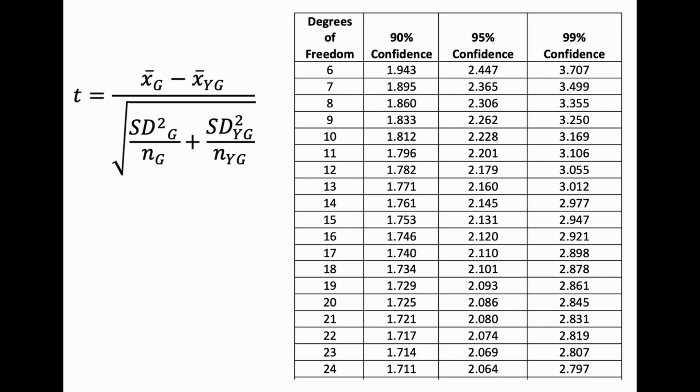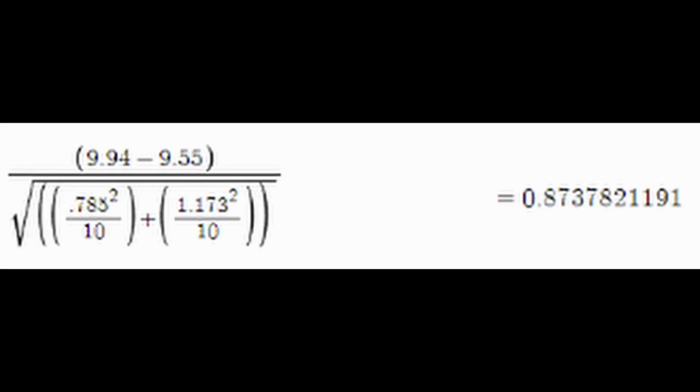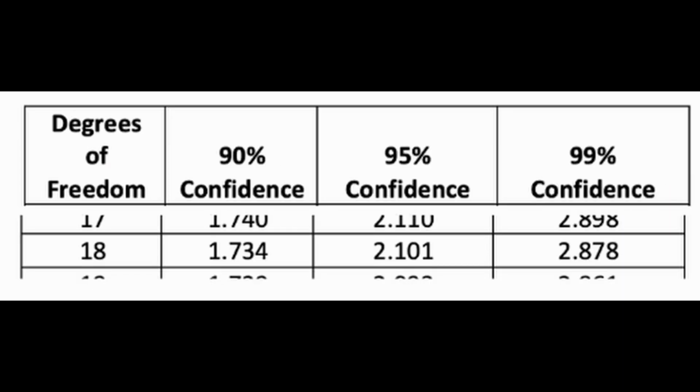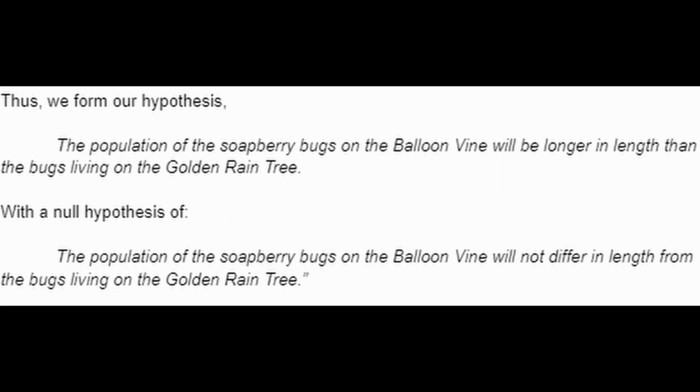Using this formula and 18 degrees of freedom to account for two samples of 10, we get a t-value of approximately 0.874. This t-value is not big enough, showing that there is not sufficient evidence against the null hypothesis. In other words, the dataset does not provide conclusive evidence that the two populations will differentiate species.